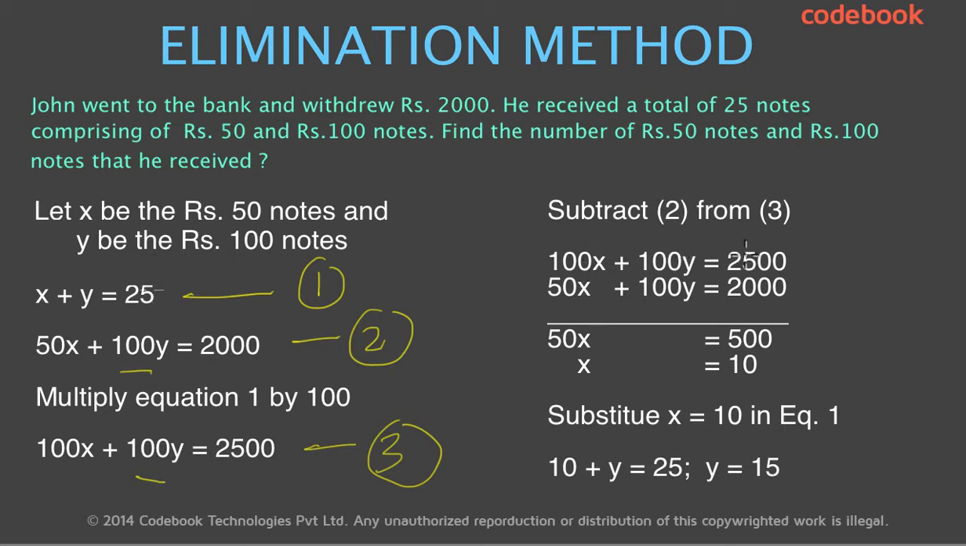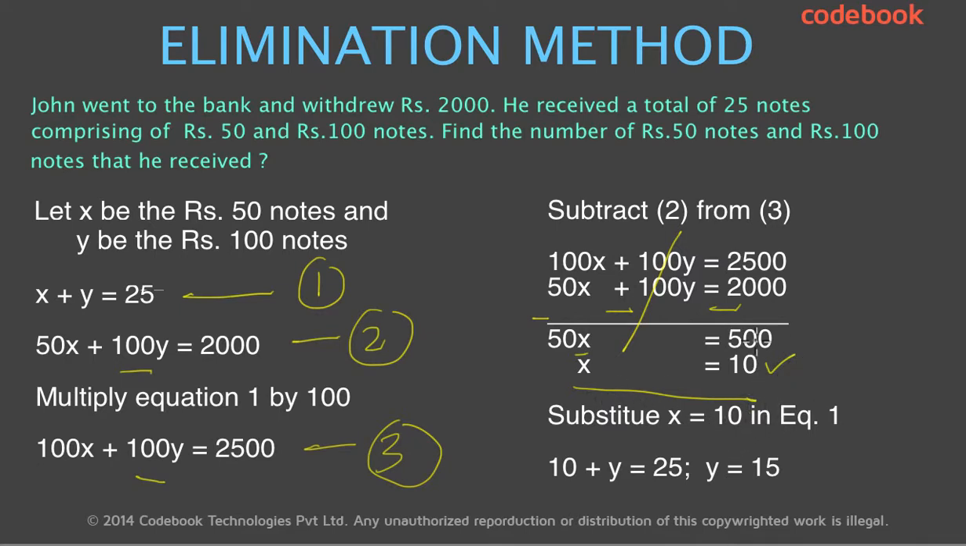So 100x plus 100y equal to 2500 and 50x plus 100y is equal to 2000. Let's subtract those two, and that will result in 100y and 100y getting cancelled out, and you will have 100x minus 50x, which is 50x, equal to 2500 minus 2000, which is 500. So x is equal to 500 by 50, which is nothing but 10.